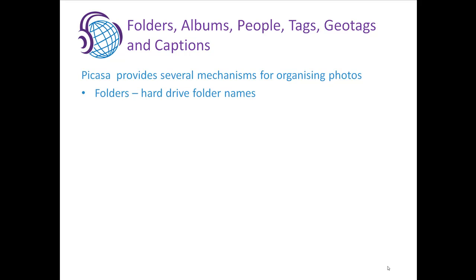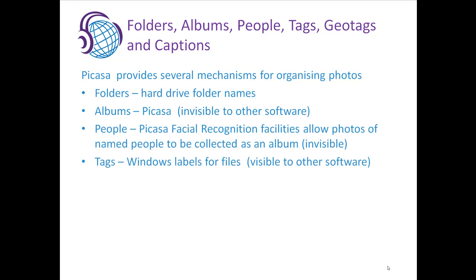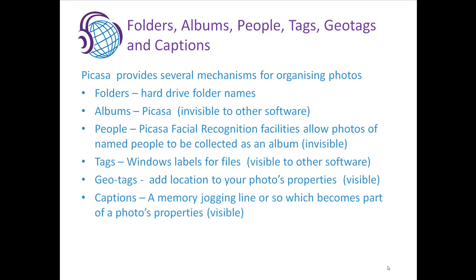Picasa provides us with lots of different ways of managing these photographs, and they all have their own particular place. Folders are just the places where you've put them on your hard drive, and a Picasa folder is the same as a Windows folder or a Mac folder, whatever you call it. But in Picasa we can also add albums. There are two types of those, ordinary and people albums, and they just mean that this is a sort of virtual folder for you. Tags and geo-tags.